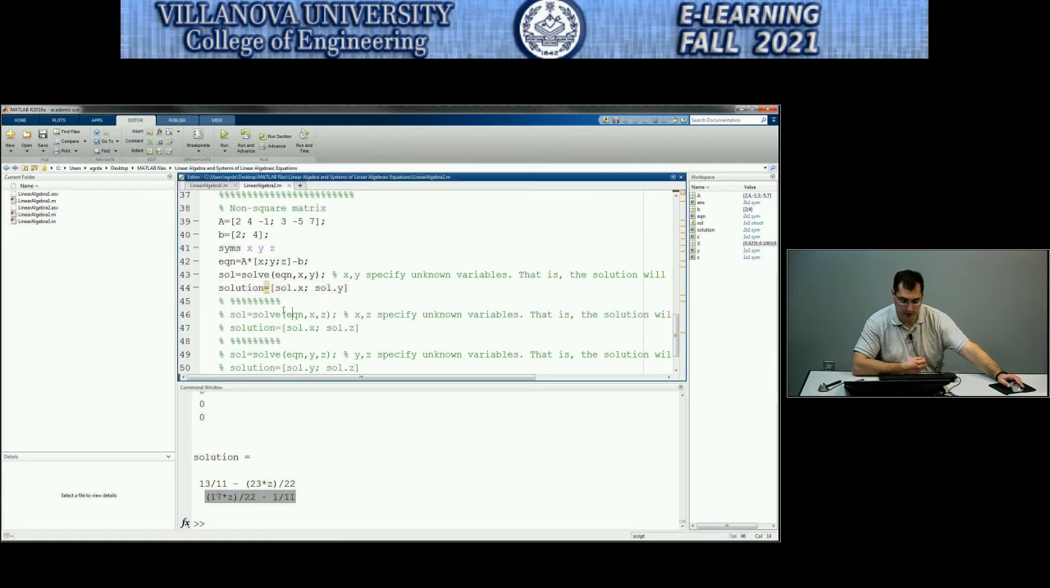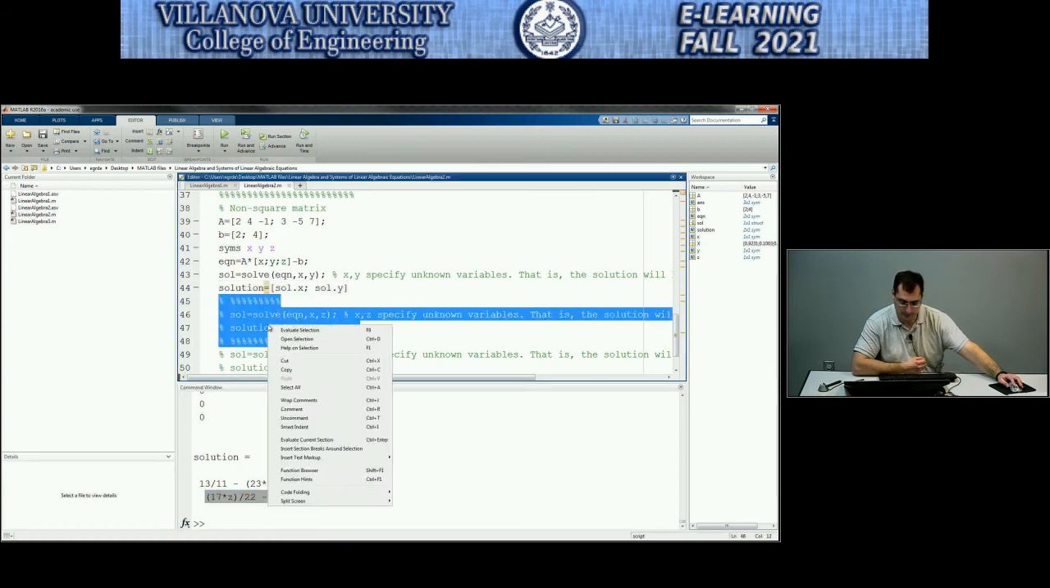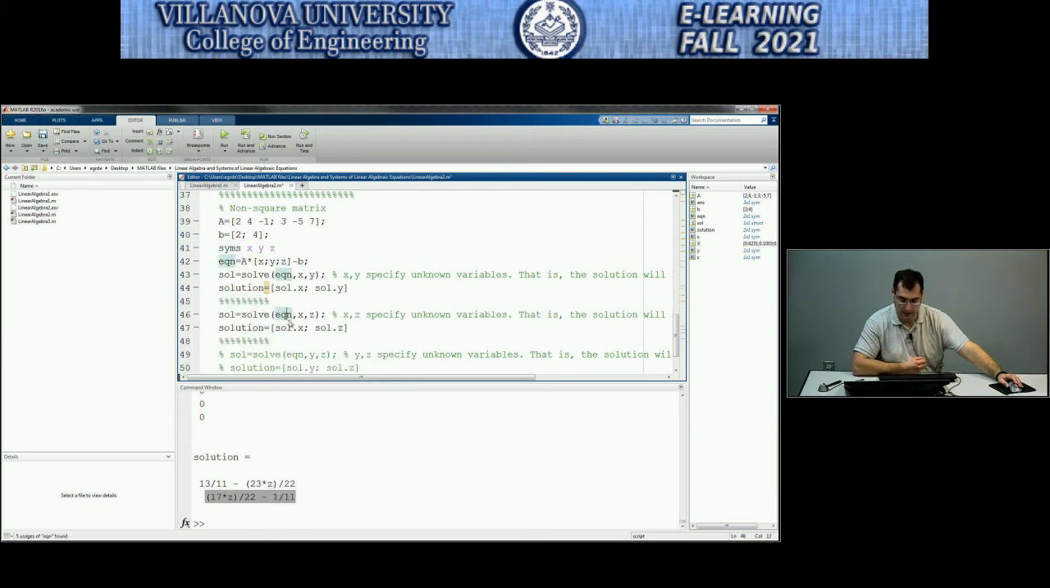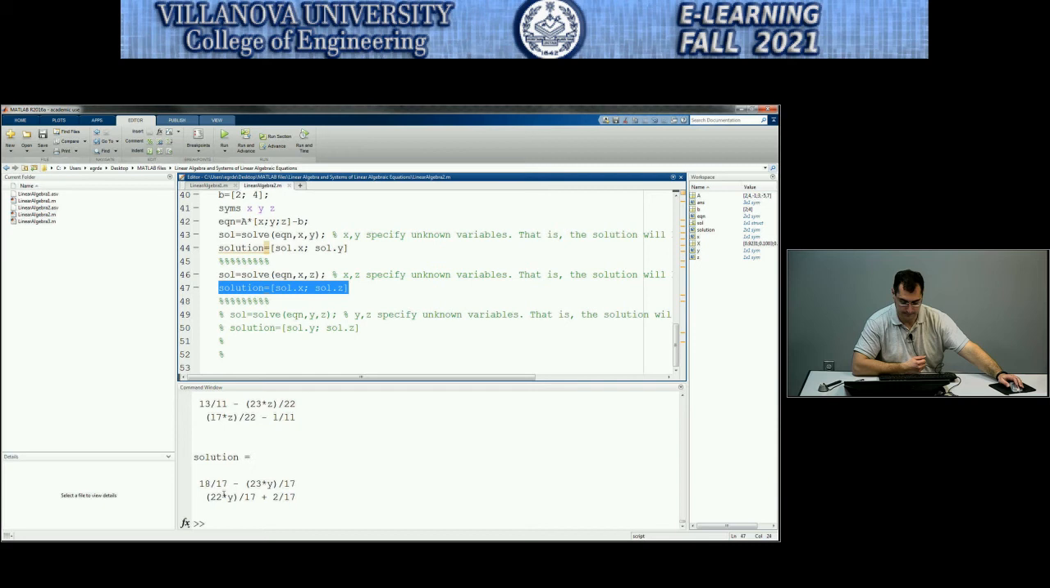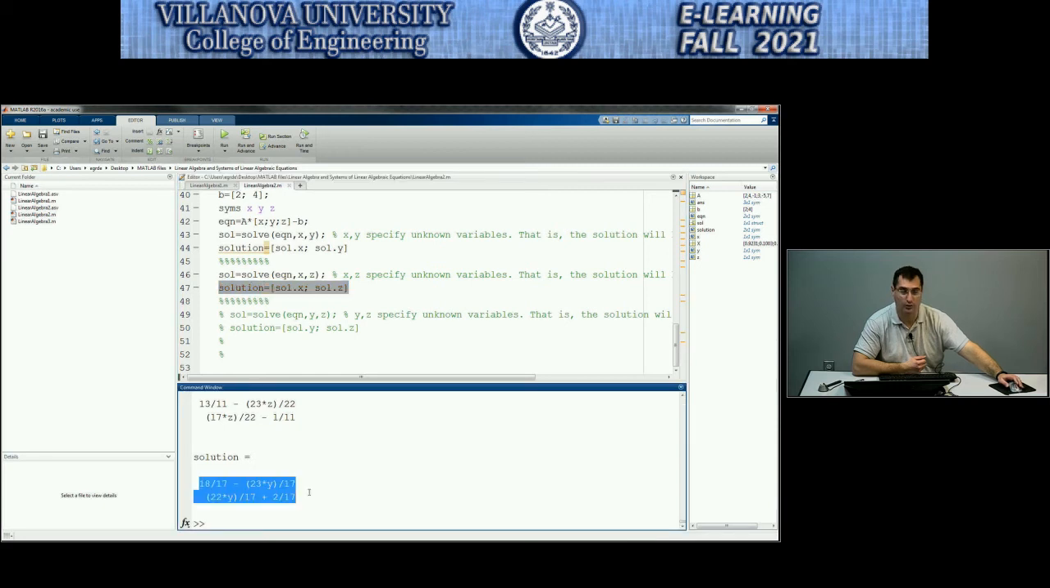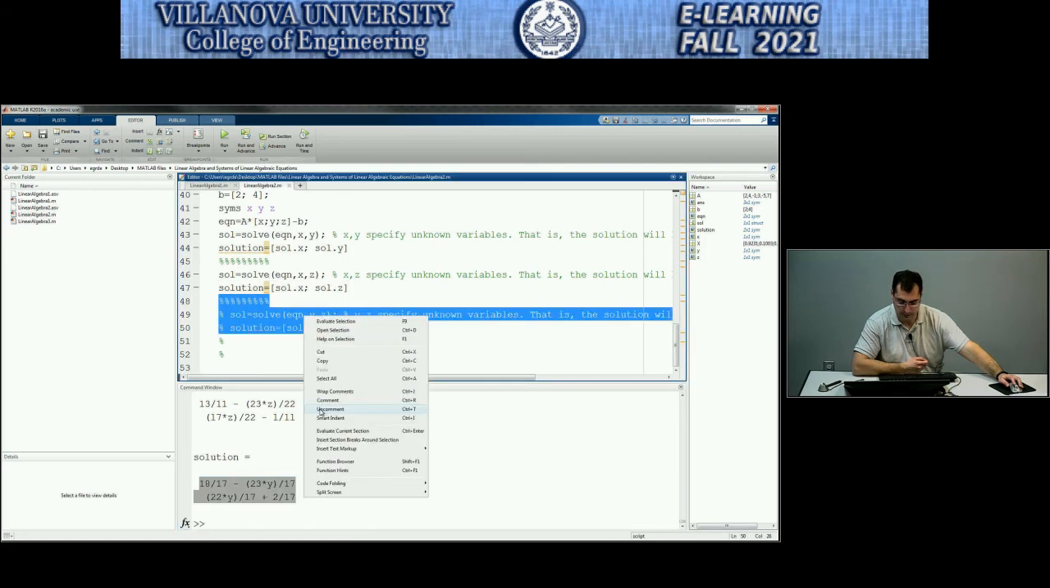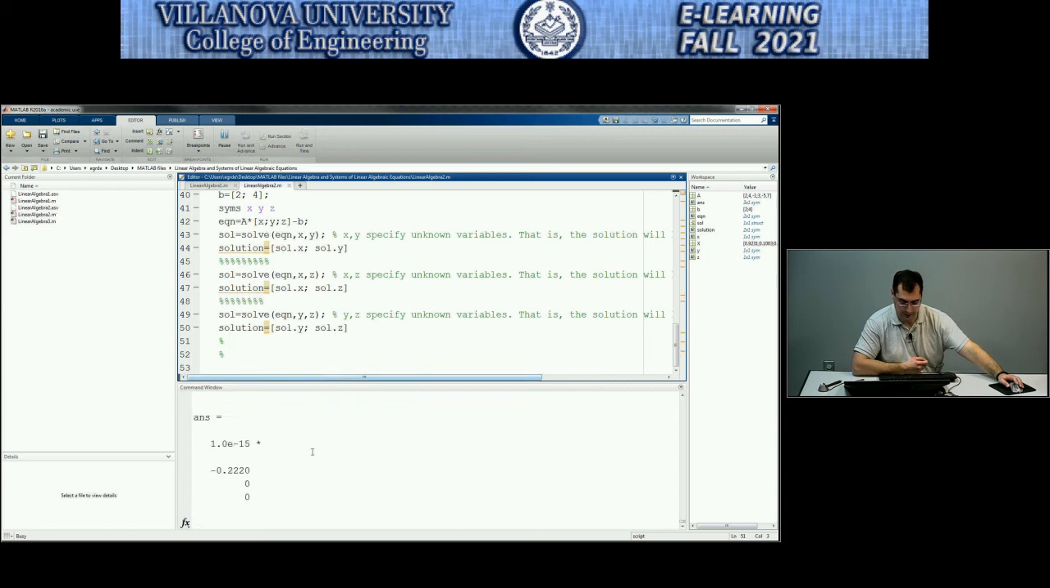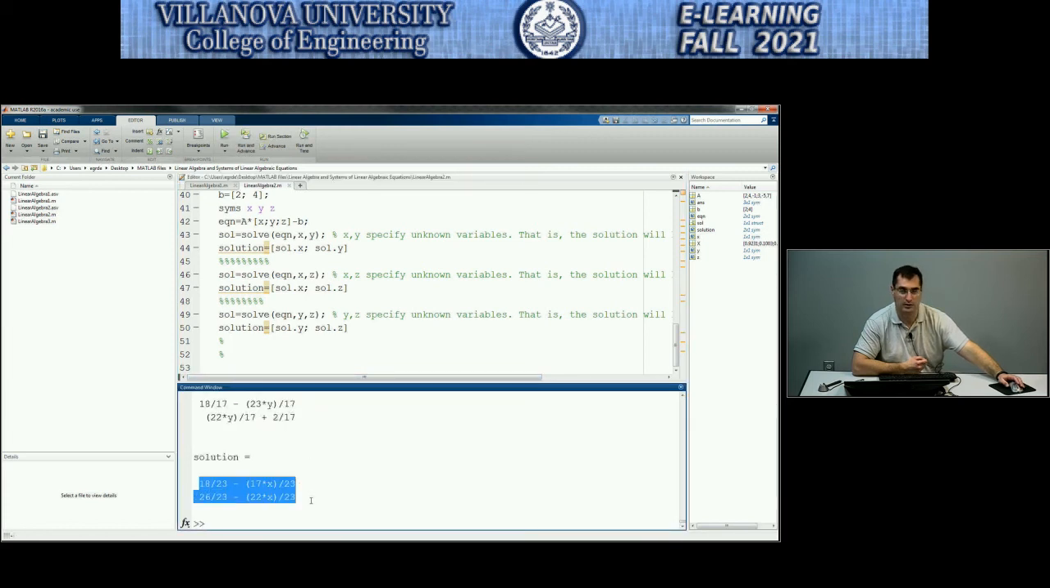You can do the same thing with other variables. Let's say my unknowns are x and z. In that case, the solution will be expressed in terms of y. You can see that both x and z are expressed in terms of y. And finally, in terms of x. Okay, so y and z are expressed in terms of x.